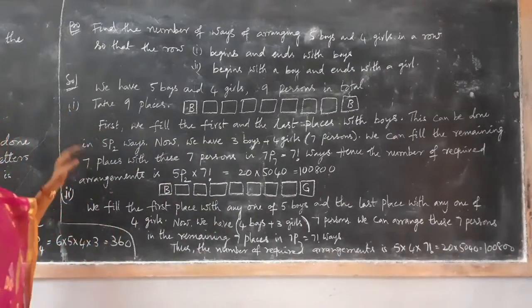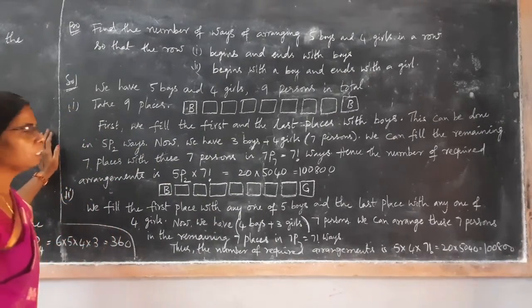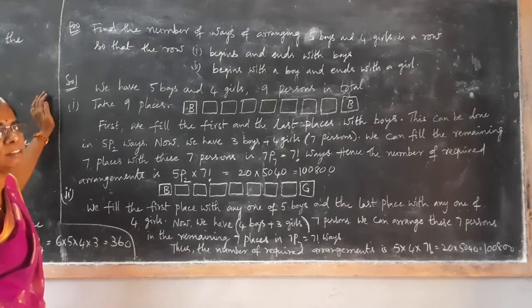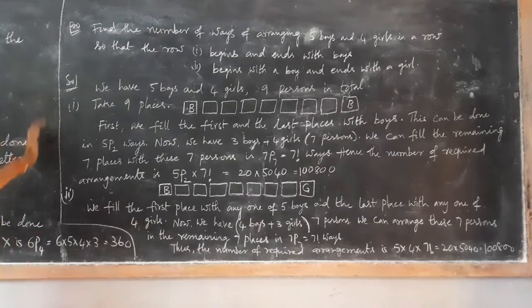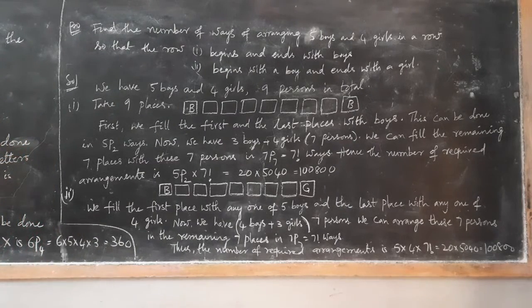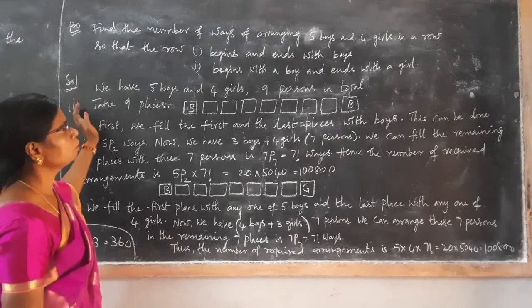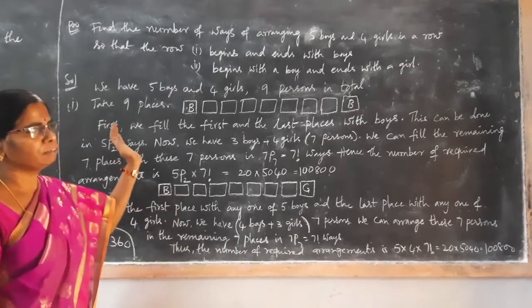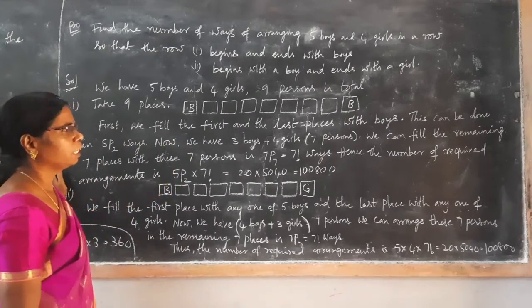Okay, now we have another example. Find the number of ways of arranging 5 boys and 4 girls in a row so that the row begins and ends with boys. Second question, begins with a boy and ends with a girl. So this is our problem. We have to arrange 5 boys and 4 girls in a row. First one is begins and ends with boys. So the row should begin with a boy and end with a boy also. That is our problem.